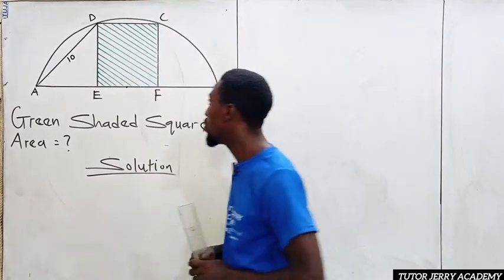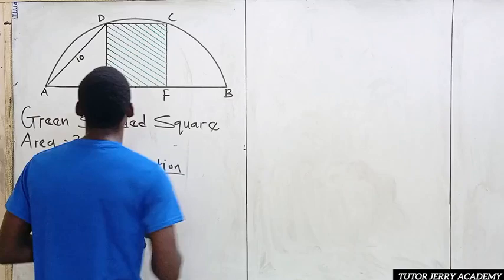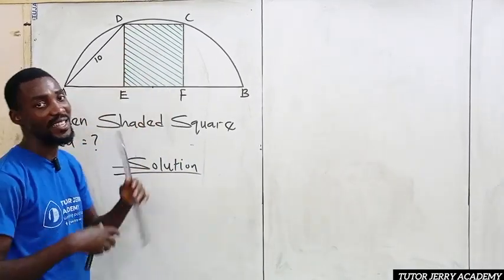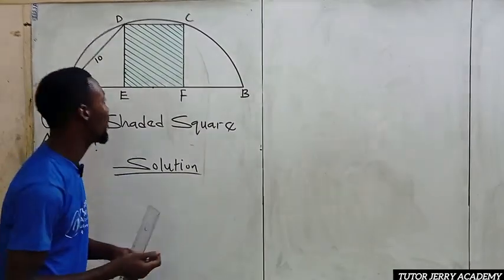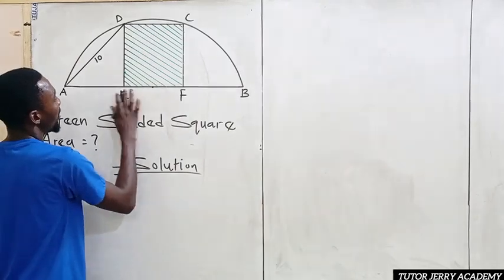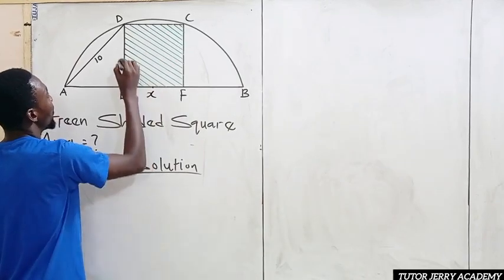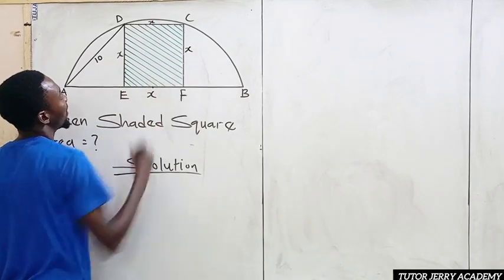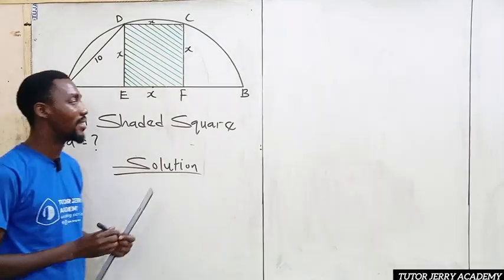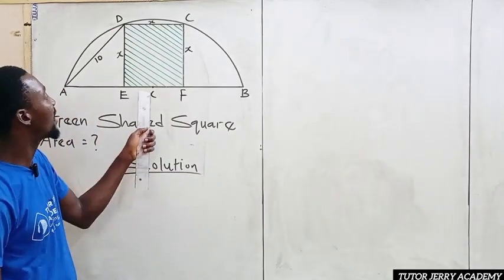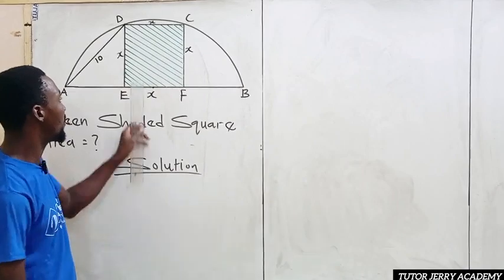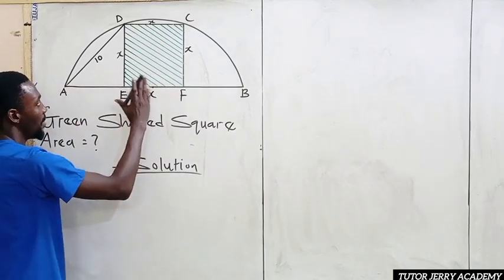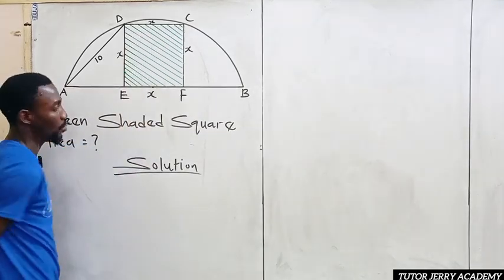For us to do that, we can assume that the side of this square is x. It is an unknown because we don't know it. If from here to here is x, because it is a square, here too will be x, here too will be x, and here too will be x. From the center of this circle, if I draw a straight line, it is going to be a perpendicular bisector that will bisect the square into 2 equal parts.